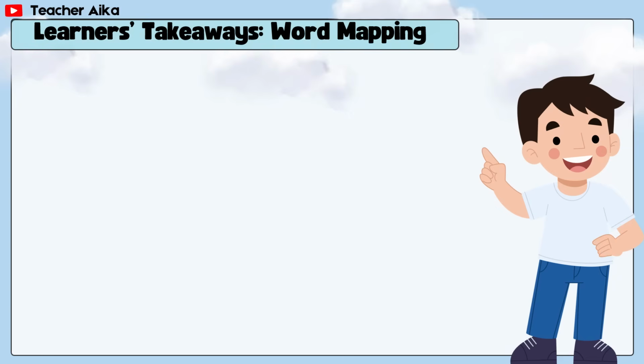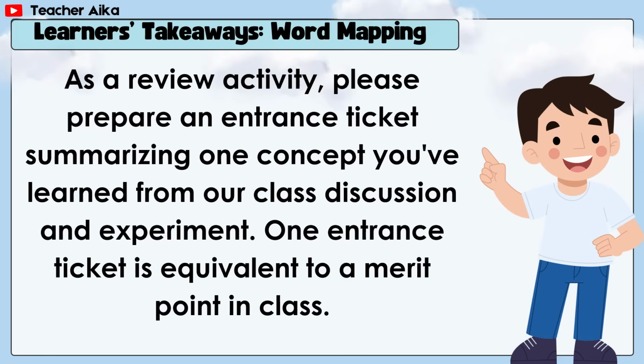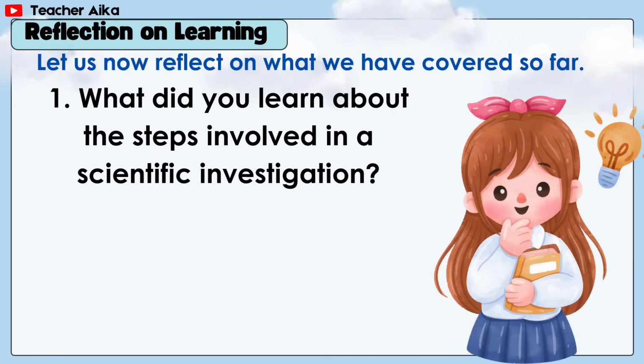Learners' takeaways, word mapping. As a review activity, please prepare an entrance ticket summarizing one concept you've learned from our class discussion and experiment. One entrance ticket is equivalent to a merit point in class. Reflection on learning. Let us now reflect on what we have covered so far. Number 1. What did you learn about the steps involved in a scientific investigation?